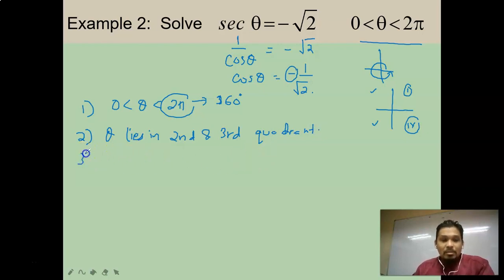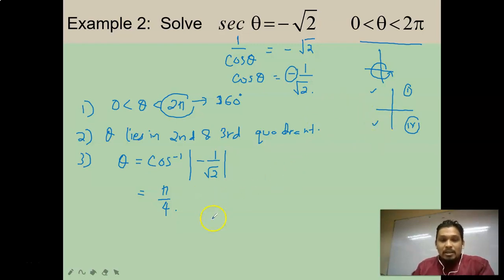Okay, then step number 3, find the basic angle. Basic angle of theta: cos theta equals negative 1 over square root of 2. So theta equals arc cos of negative 1 over square root of 2. You may use the calculator, and this is going to give you pi over 4.